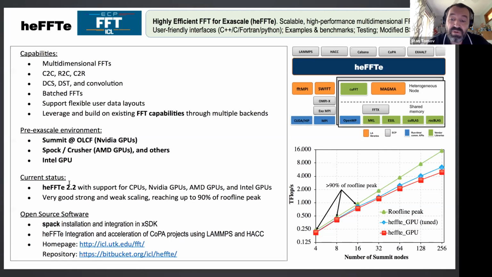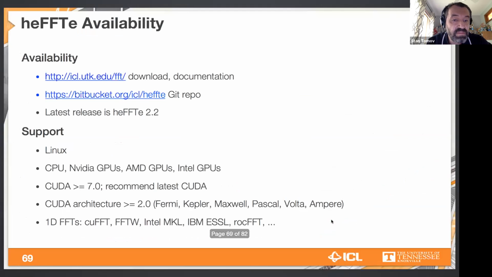Latest release is 2.2. And we get very good scalability as illustrated here. This is the strong scalability, 90% of the roofline peak, meaning it is just communication. If we ignore all the computations and just do the communications needed, we would get to 90% of this roofline peak.